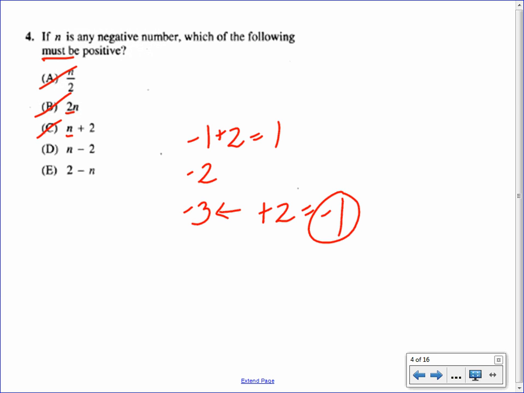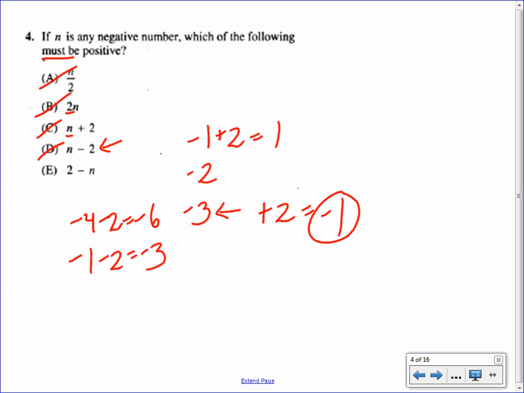D has the same kind of problem. It all depends on what the value of n is, because, you know, if n is -4, it's going to give you a negative number. Now I realize, if it's any negative number, which is what it has to be, then it's going to give you a negative number, so that's out.